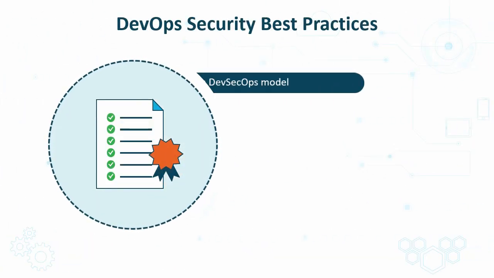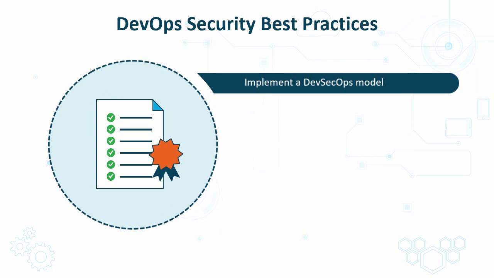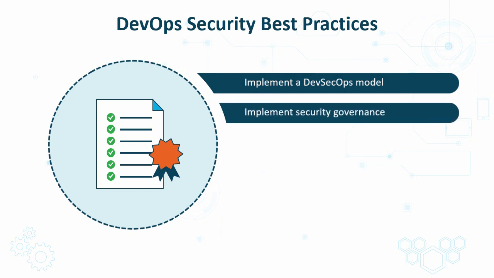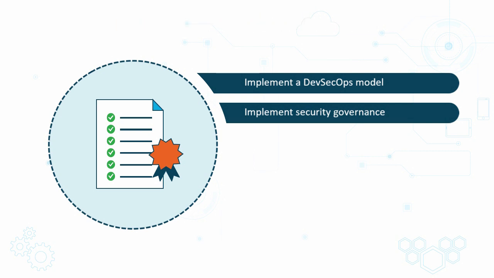You should also implement a DevOps plus security model, which is known as DevSecOps. So along with DevOps, you would also include security in this model. Later in the course, we will also look at the DevSecOps model. You should also implement security governance. Remember, governance is a must thing to do when you're talking about security. You need to monitor, you need to ensure everything is running as it's supposed to be running.